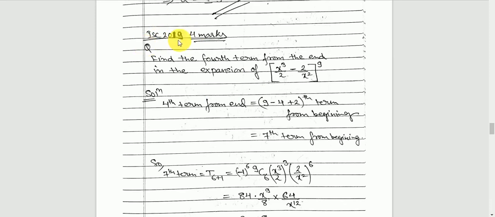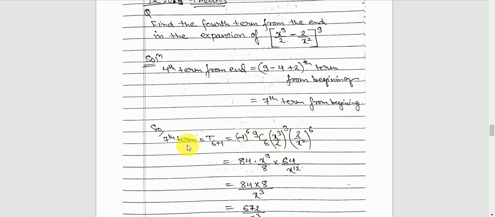In fact, this was in 2020, in the month of February. So the question is, find the fourth term from the end in the expansion of this. So we have to find the fourth term from the end in this expansion. The fourth term from the end will be equal to 9 minus 4 plus 2. Here n is 9. So 9 minus, which term are we looking for from the end? Fourth. So 9 minus 4 plus 2. That means the seventh term from the beginning.